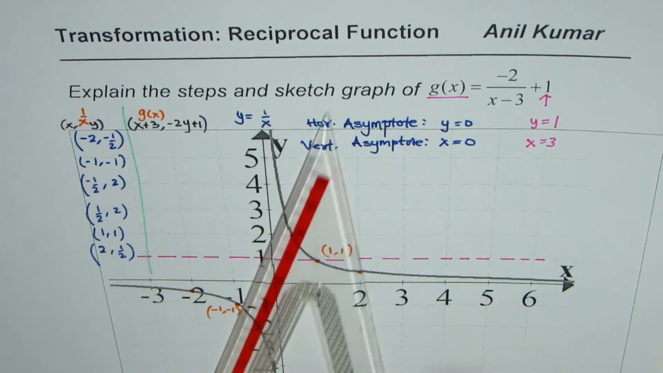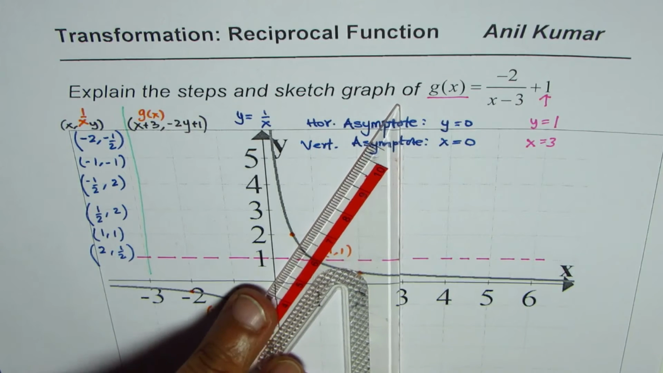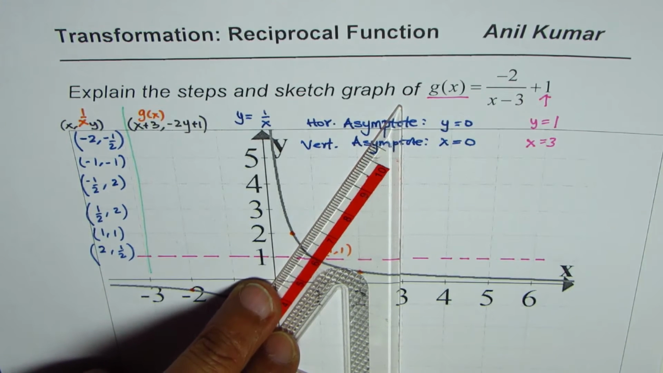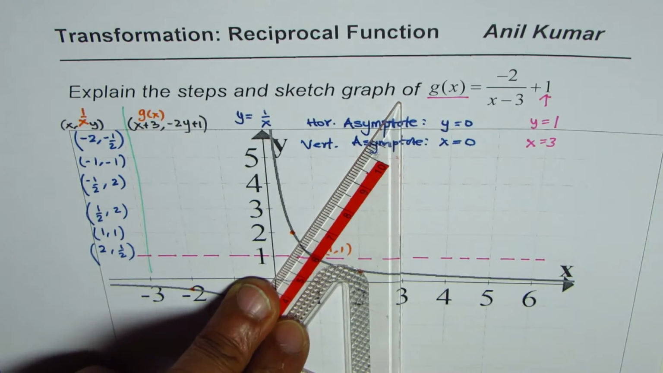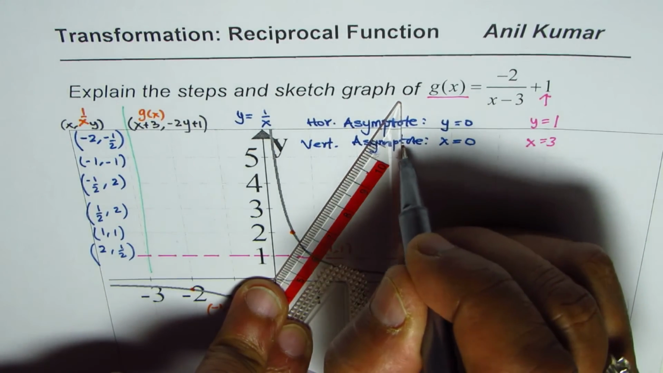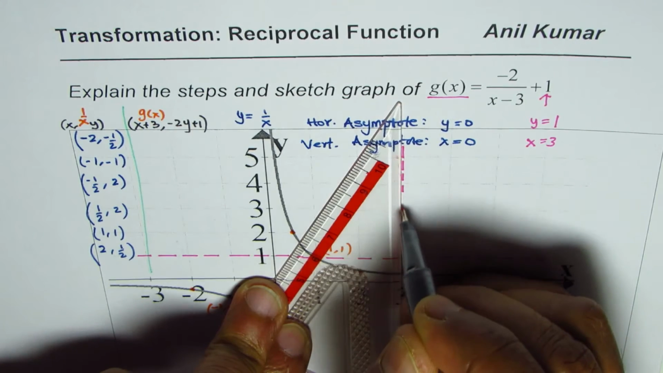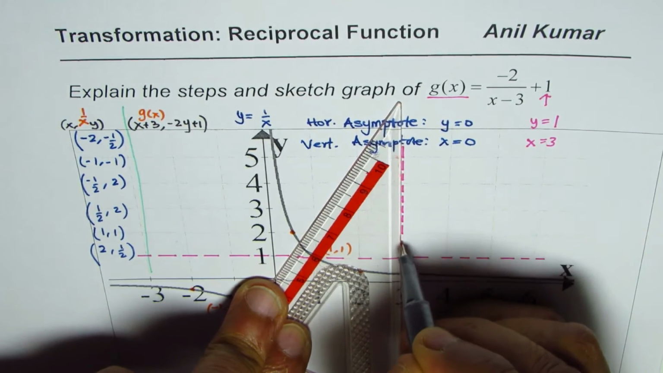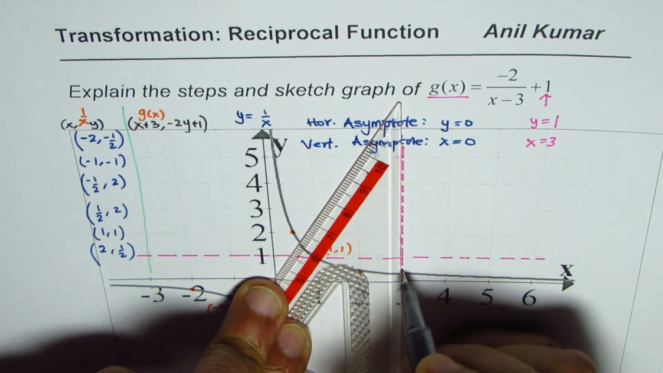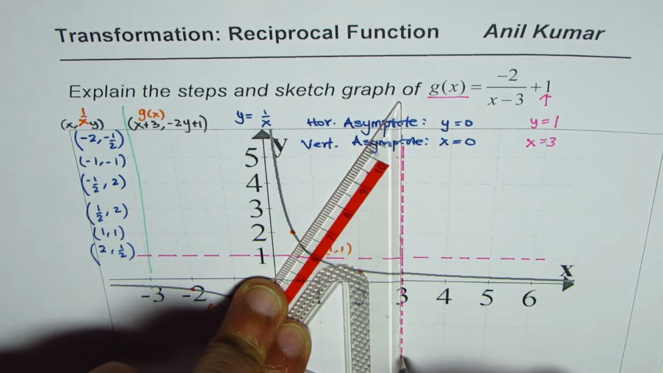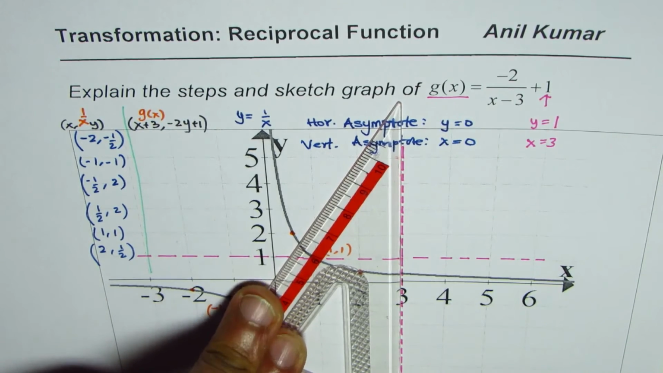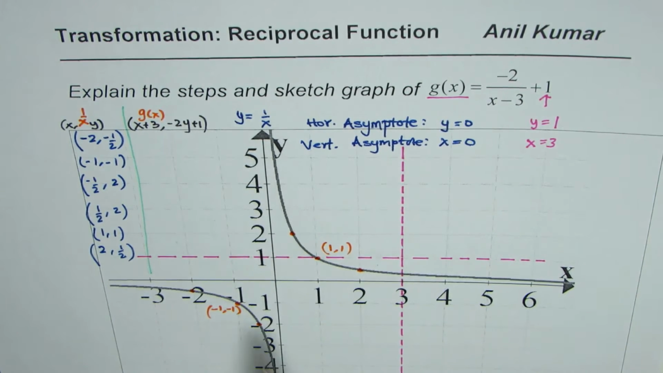So I'll now sketch the vertical asymptote x equals 3. If I place the value 3 for x, I get something divided by 0, and that is not defined. So 3 is not in the domain of the transformed function we are working with. That is also a guideline for us.